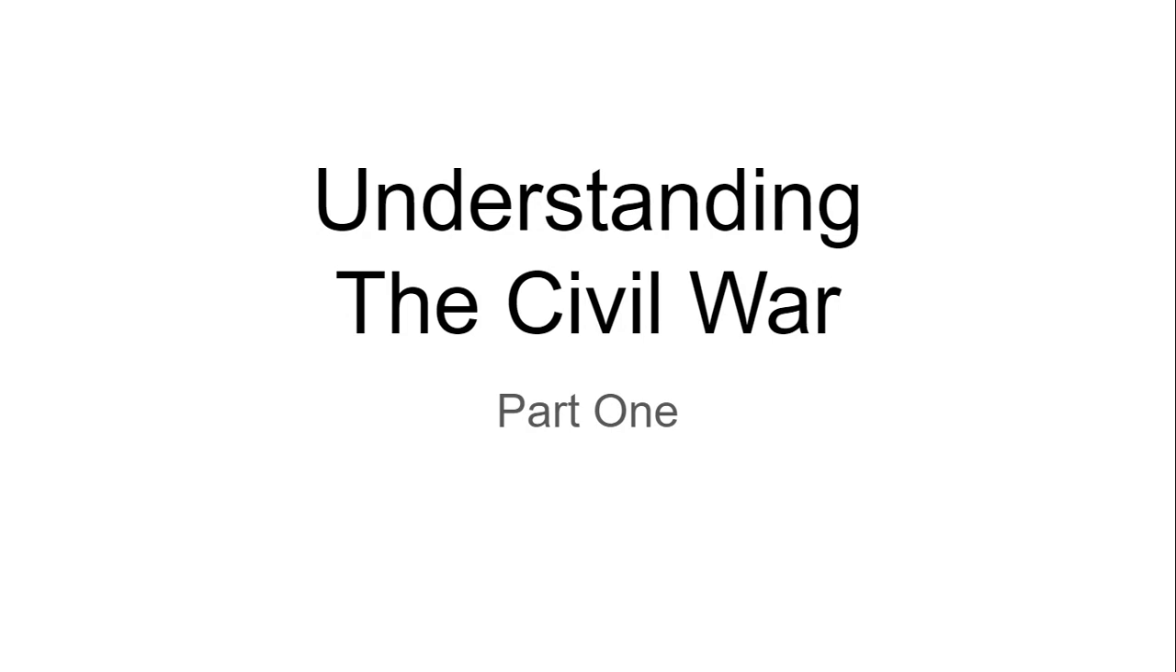11 states eventually left the Union to form the Confederate States of America, also known as the CSA. So you'll see me refer in notes to CSA or USA. Those are the two sides. The North, the American government, is the USA. The South is the Confederate States of America, the CSA.